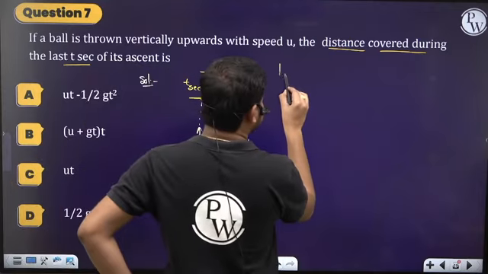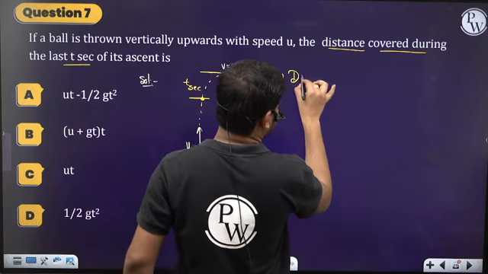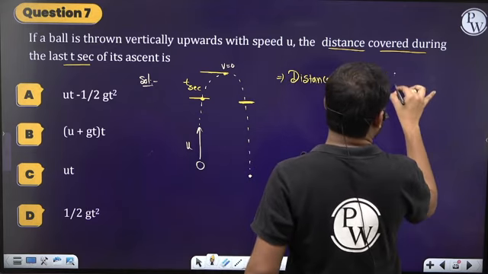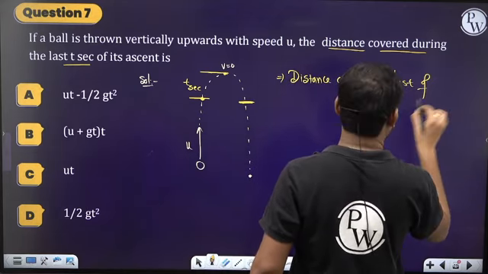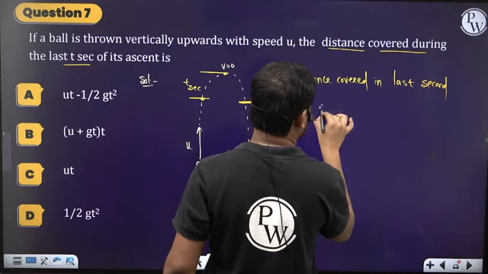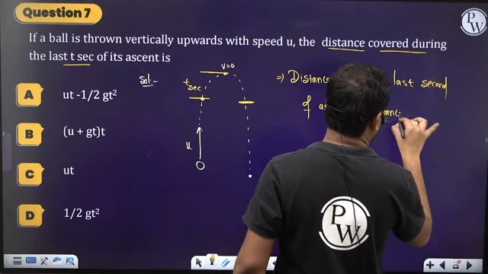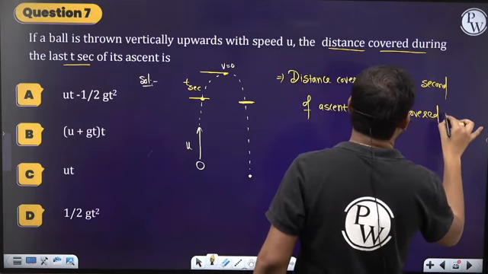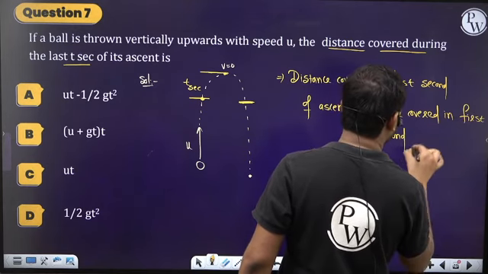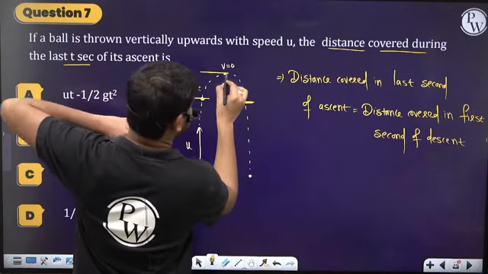So the distance covered in the last second of ascent will be equal to the distance covered in the first second of its descent.